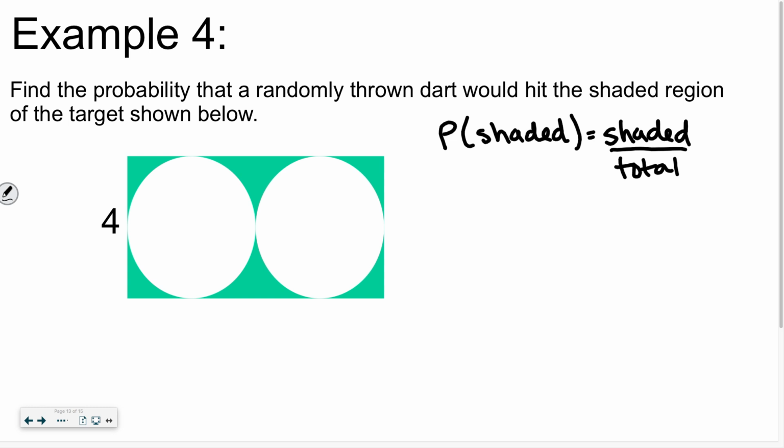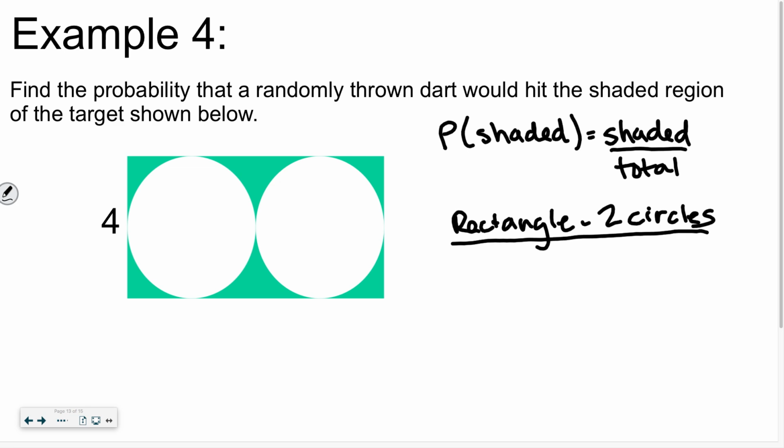Okay, so if you look back to geometric probability, it's just shaded over total. Well, how can we get the shaded region? Okay, so the area of the rectangle minus the area of the 2 circles. And then how would we get the area of the total? The rectangle. Okay, good. So how will I do the area of this rectangle? 4 by 8. Why do you know it's 8? Because the diameter of a circle would be 4, and 2 circles make up the length of it. Yeah, assume the circles are tangent to one another.